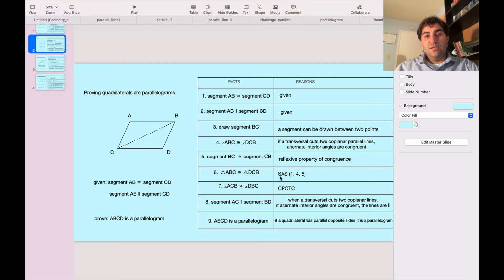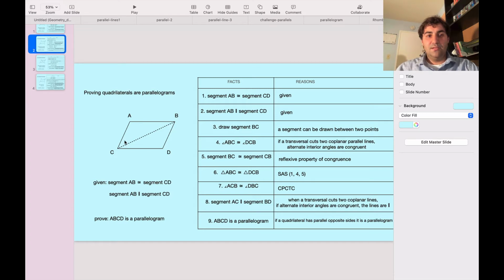So we can show by side-angle-side, using statements 1, 4, and 5, that triangle ABC is congruent to triangle DCB. So I can say that corresponding parts of congruent triangles are congruent. So angle ACB, this angle here, is going to be congruent to angle DBC, this angle here, right?